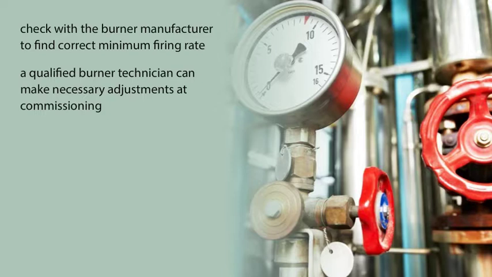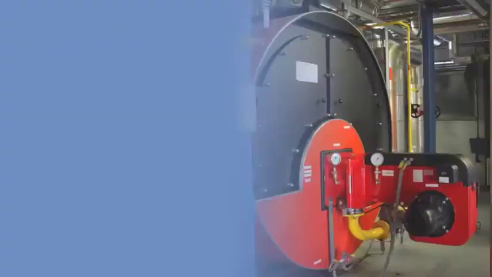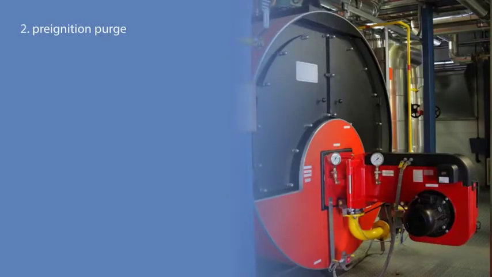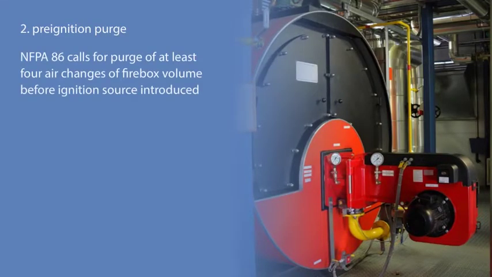There may be additional items that relate to the specific equipment as well. For example, there has to be an adequate water level in a boiler. The pre-ignition purge. NFPA 86, the standard for ovens and furnaces, calls for a purge of at least 4 air changes of the firebox volume before an ignition source can be introduced. NFPA 86 is applicable to ovens and furnaces only.